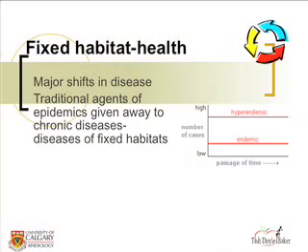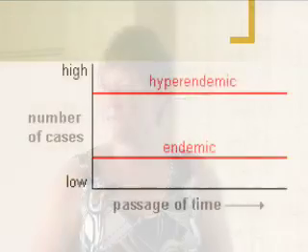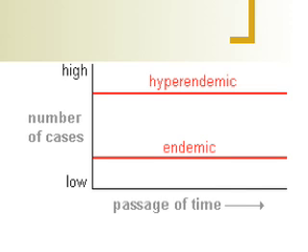When we think of major shifts in disease, we can now think about traditional agents of epidemics giving way to chronic diseases, diseases of fixed habitats. So we had a nice segue into this: obesity, fatty liver disease, cardiovascular disease, diabetes. And what we see now is that instead of having an epidemic, we have something called endemic. So we have low mortality and high morbidity, low death rate, high disease rate.